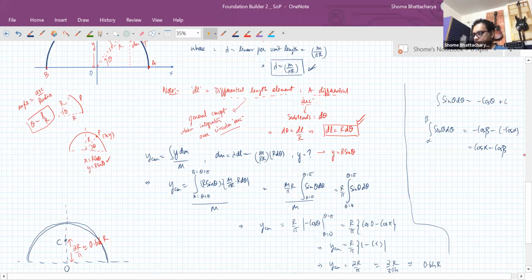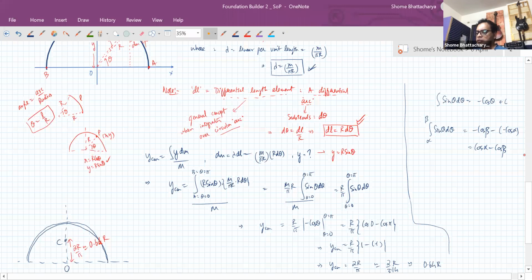So radius is not given, no? The radius is according to the size of the ring. So if I say it's a ring of 10-meter radius, then accordingly the answer will become 6.4 meters, or if it's 10 centimeters or it's 5 centimeters, accordingly. But the standard formula is in terms of the radius.